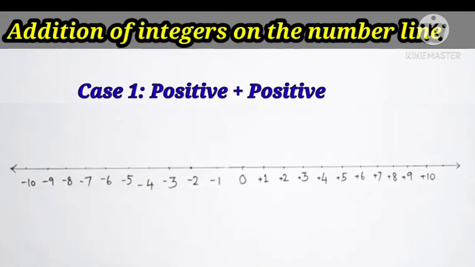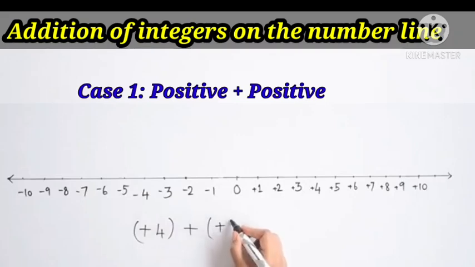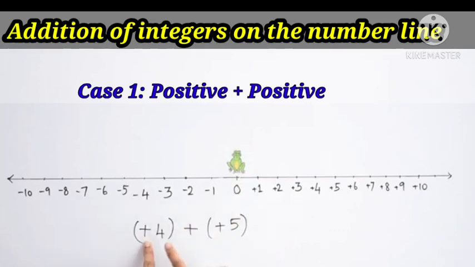First, let us learn how to add two positive integers on a number line. Let us take an example, positive 4 plus positive 5. Children, can we find the answer with the help of this frog? The frog always starts from 0. Children, plus 4 means the frog has to jump to the right.